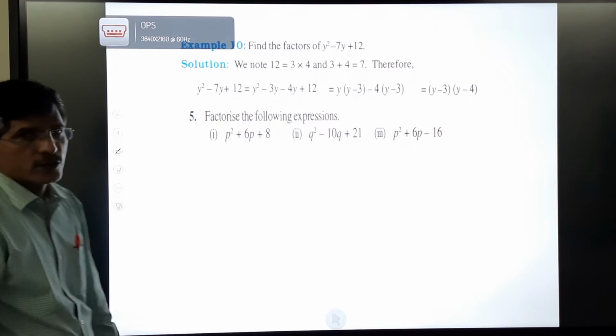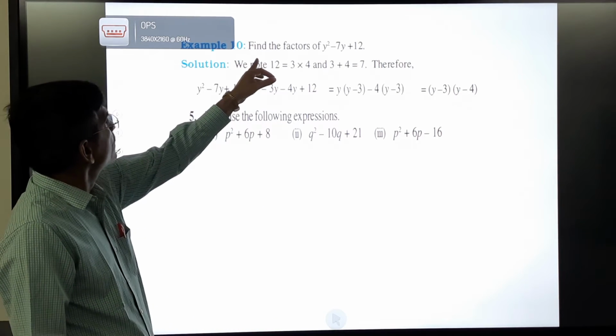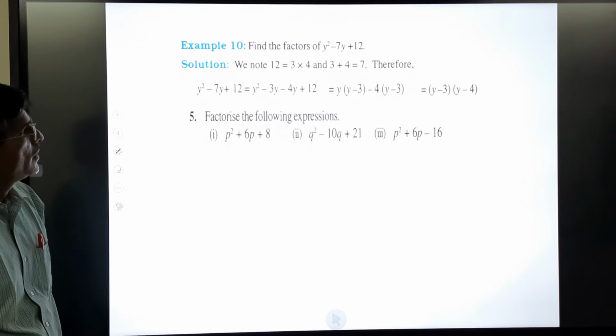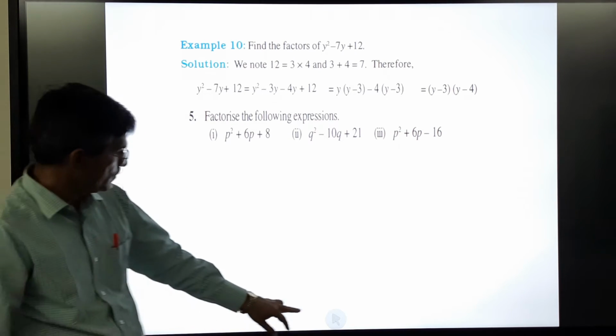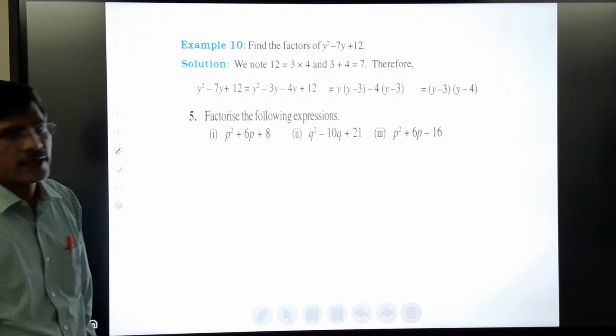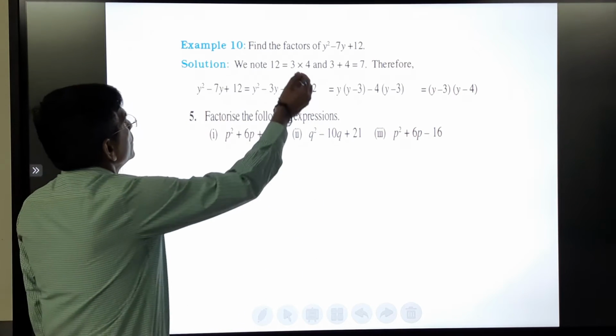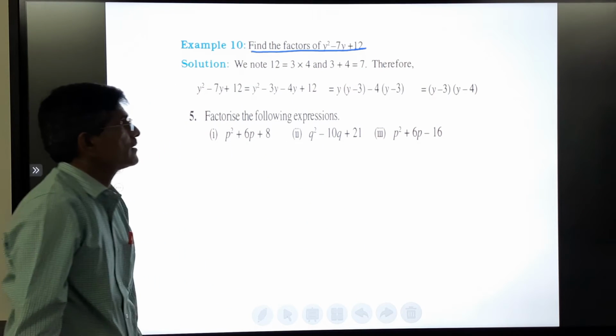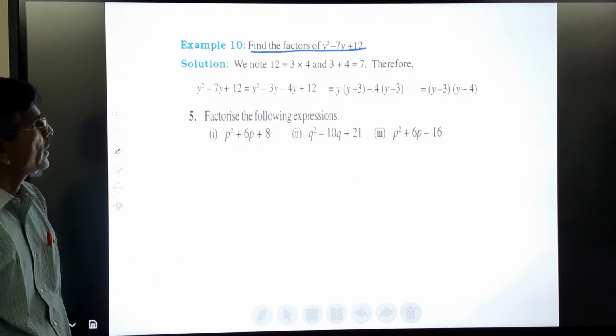Okay, well, now the topic is related to finding the factors. These are all related to factorization. So first, find the factors of y square minus 7y plus 12.